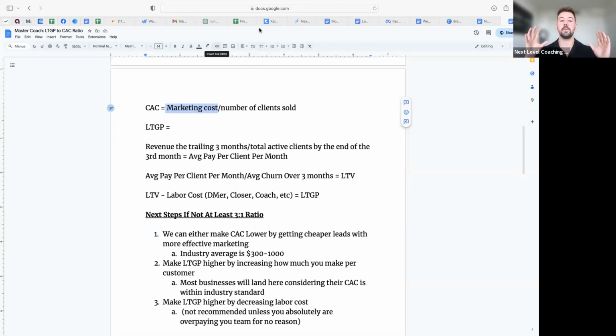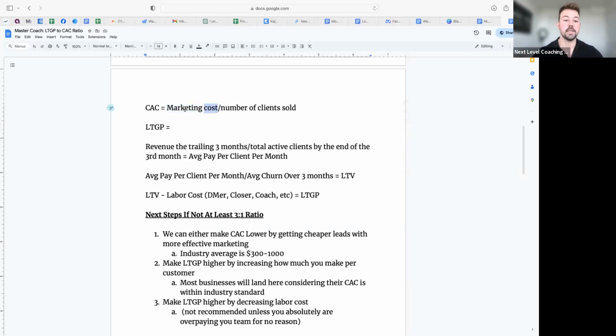This has to be within the given time frame that you're getting the marketing cost from. So if you're getting your marketing costs from the month of September, then you can only divide that by the number of clients that you sold in September. Same thing if you're doing this for quarter three: it's how much you spent in marketing costs in quarter three divided by how many new clients you sold in quarter three. So the time duration has to match up here.